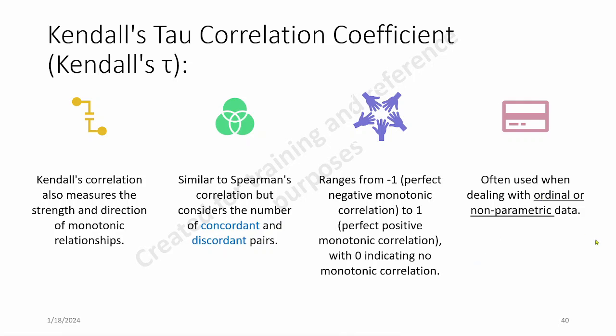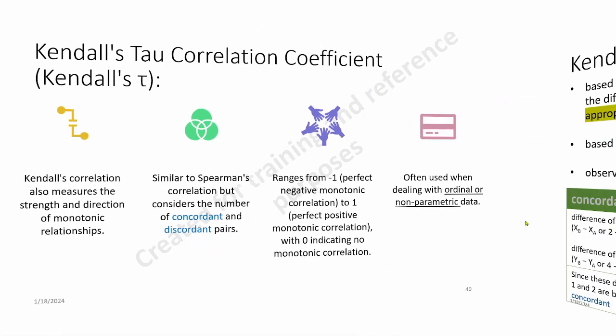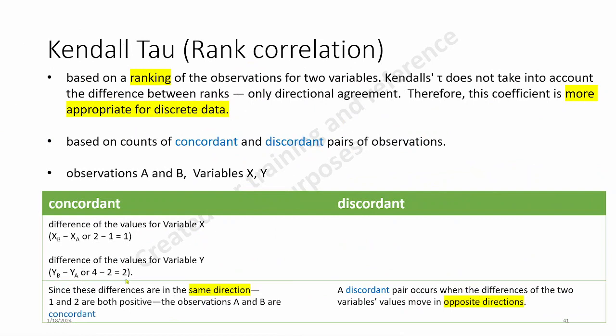It is often used when you have ordinal data. I'm going to show you the use case where you actually use Kendall-Tau. Now, what is concordant and discordant?